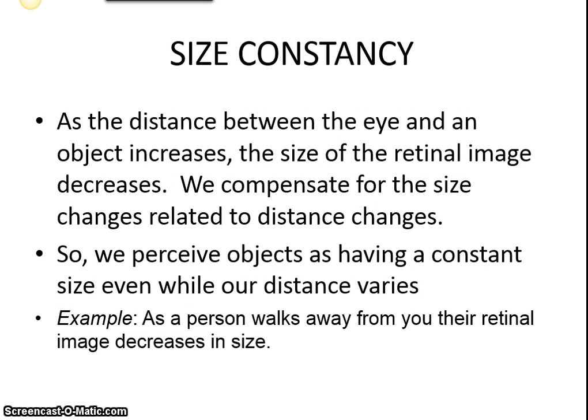So here's what I mean by that. One aspect of this is what we call size constancy. As the distance between the eye and an object increases, say for example you're looking at a horse that's galloping away from you, we compensate for the size changes related to the distance changes. In other words, the actual image that's cast on your retina gets smaller as the horse moves further away. But we know that that horse is not in reality shrinking, right? That's called constancy. So we perceive objects as having a constant size even while our distance varies.